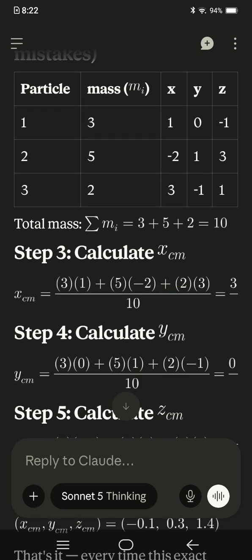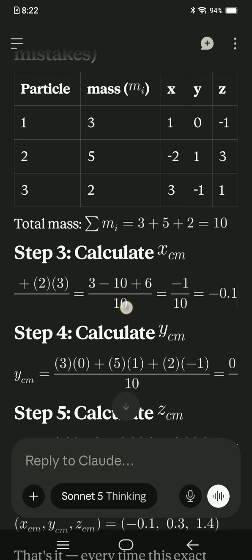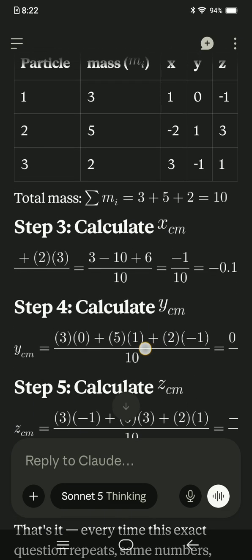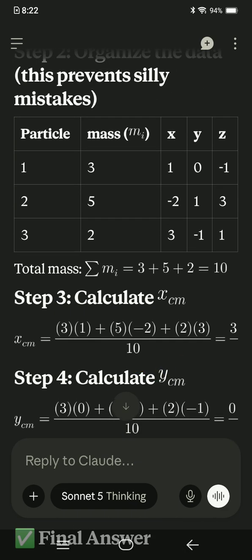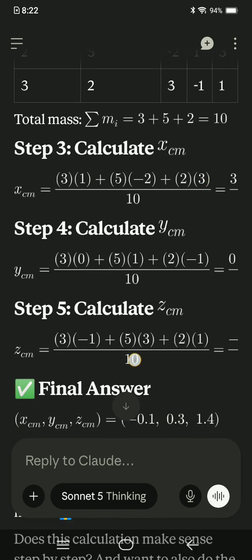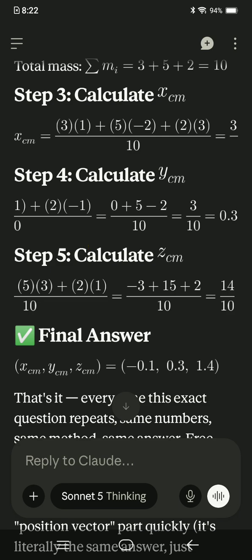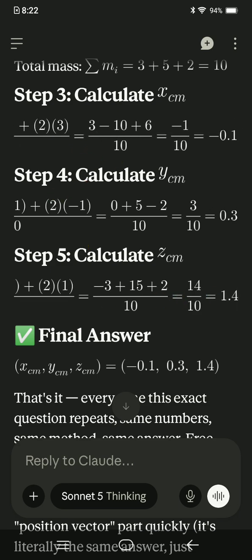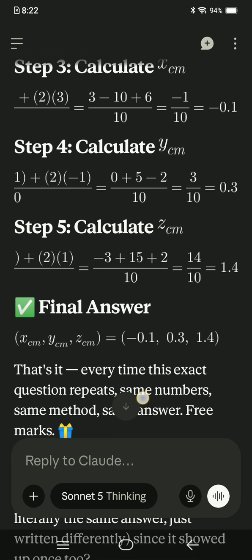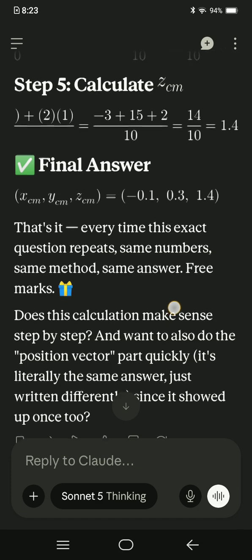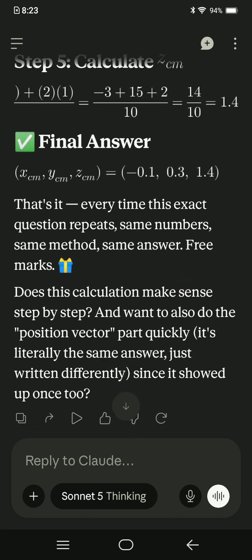Calculate xcm. Fine, perfect. So the final answer is: minus 0.1, 0.3 and 1.4. That's it. Every time this exact question repeats, same number, same method, same answer, free marks.